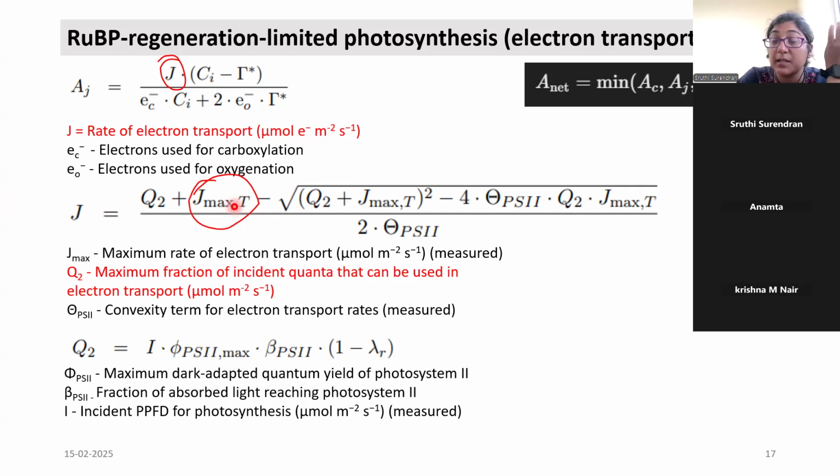J max is nothing but the maximum rate of electron transport. And here theta PS2 is nothing but a convexity term for electron transport rates.